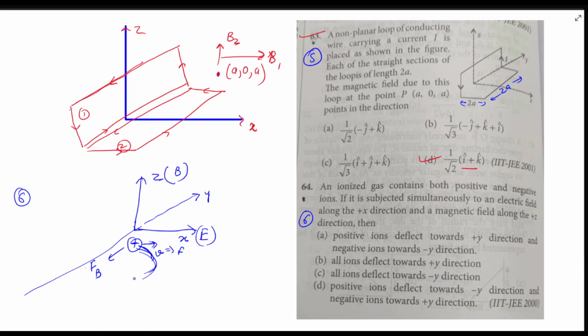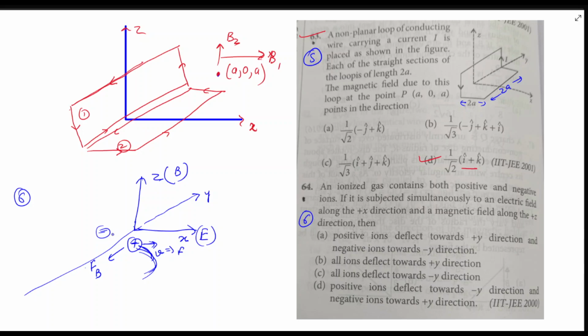Okay, so it will move like this. So where positive will deflect towards minus y. Okay, so we'll check the options. Let's move on for the negative.